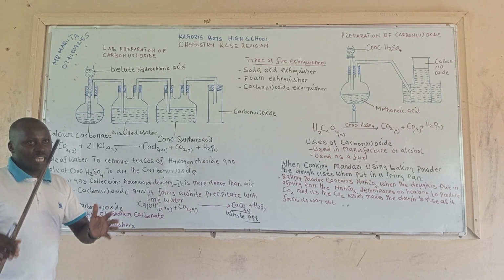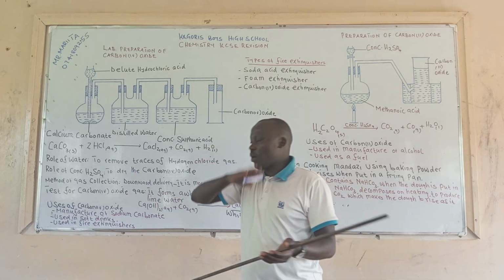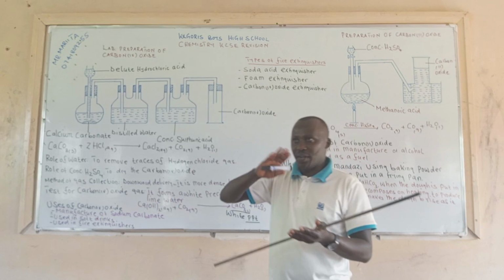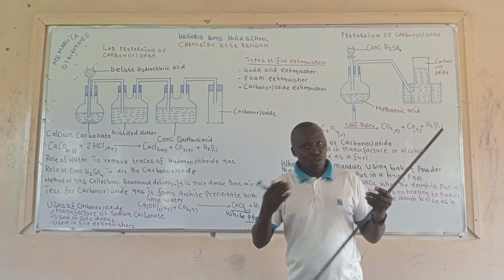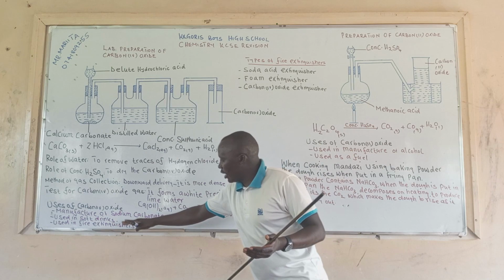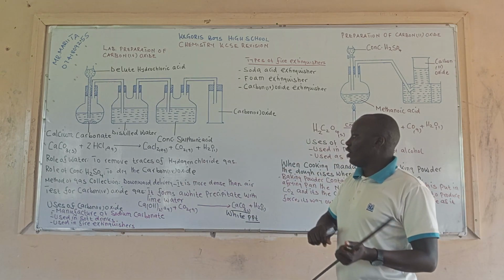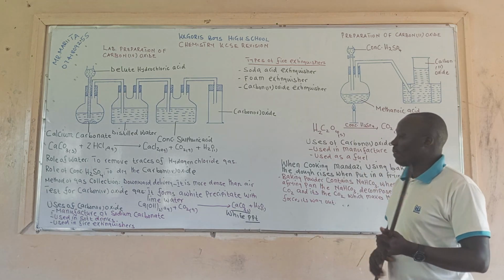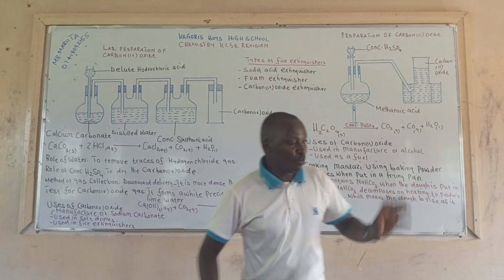One, this gas is denser than air. Therefore, it forms a blanket to prevent the entry of oxygen. Because we know that oxygen supports burning, once it comes in contact with this carbon dioxide, it forms a blanket on top of the burning substance. So that is why it is used as a fire extinguisher.